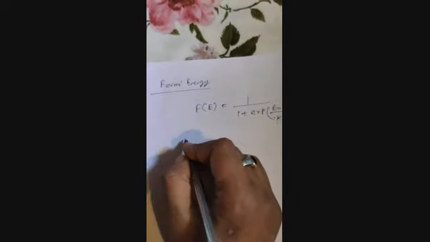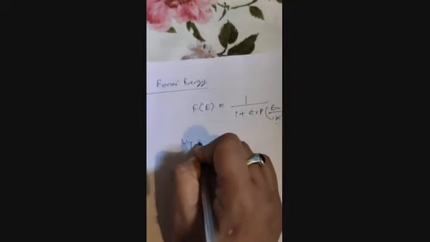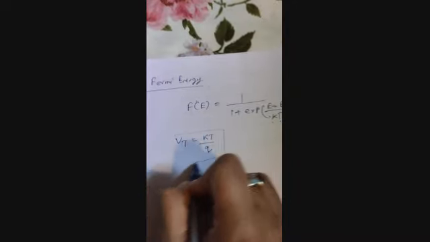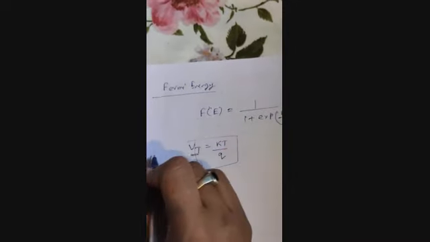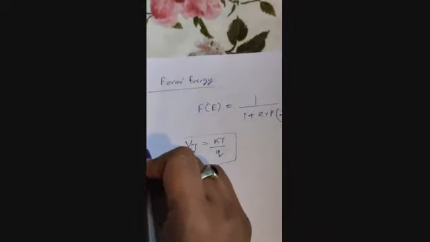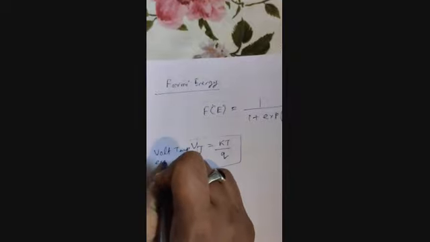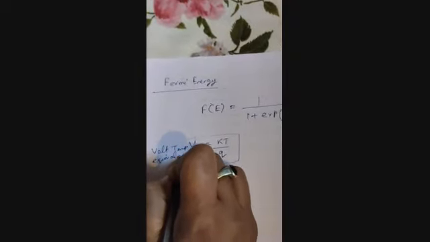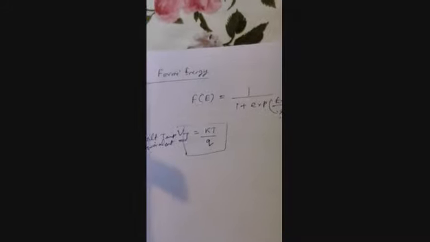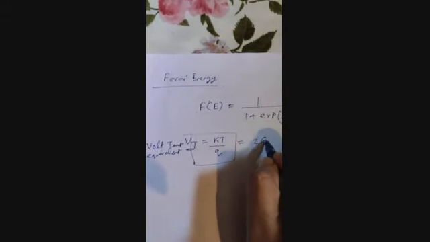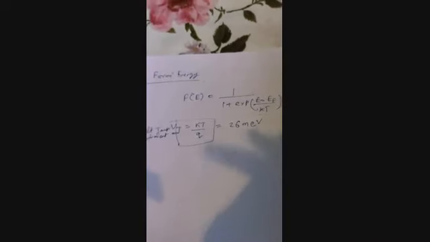I think you have read in first year electronics, Vt is equal to kT by Q. Vt is basically the volt temperature equivalent. This is a very important quantity in designing and in the further study of solid state devices. What is the value of kT by Q? It is 26 milli electron volt.